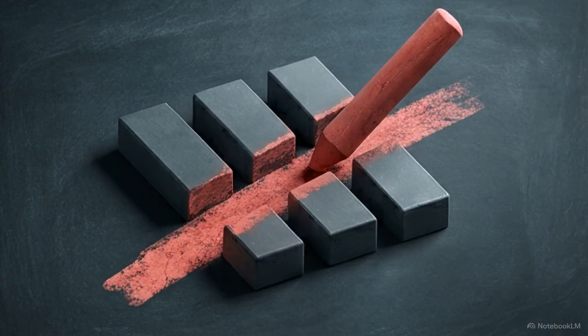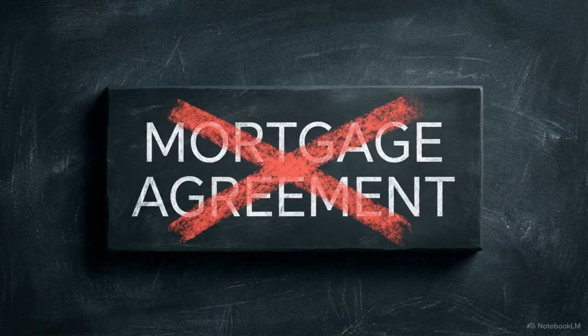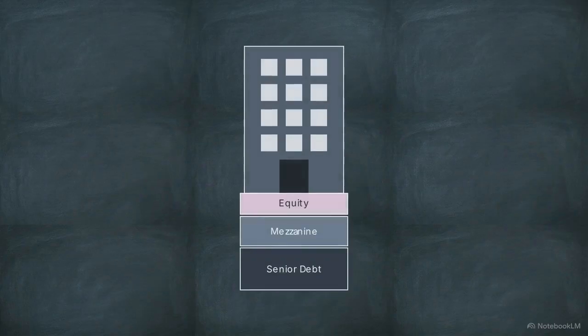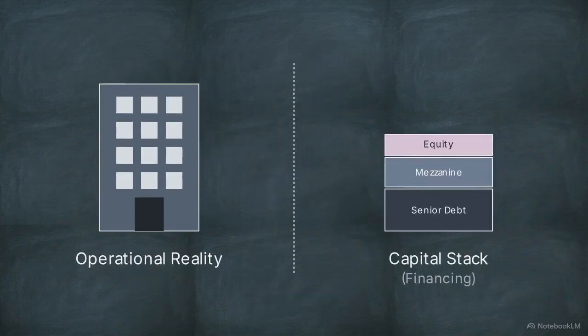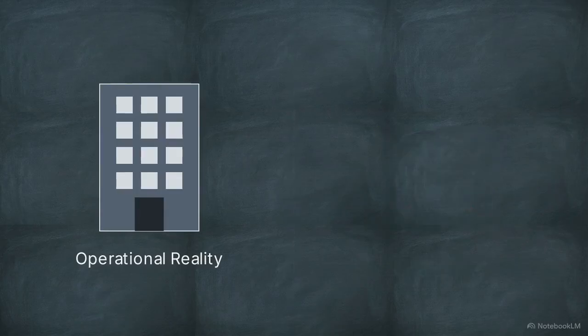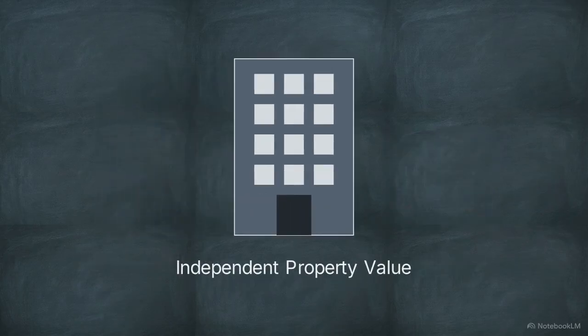Isolating the real estate from the business running it requires strict boundaries. Certain expenses must be excluded entirely. The first major exclusion is debt service. Mortgage payments reflect the investor's specific financing choices, not the operational reality of the physical property. Value is measured independent of the capital stack.